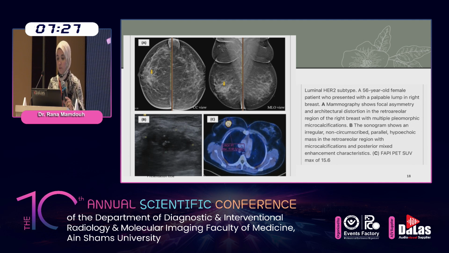On ultrasound, it shows an irregular, non-circumscribed or macrolobulated mass lesion, parallel, hypoechoic, and retroareolar lesion. And we can see the microcalcification also in ultrasound. And PET-CT SUV max reaching 15.